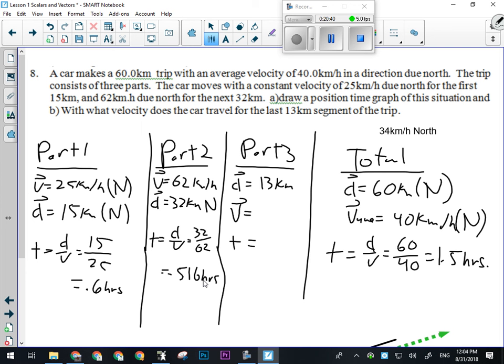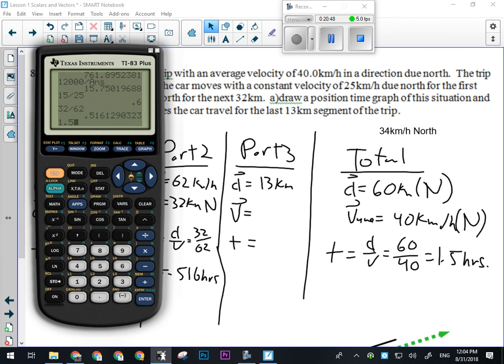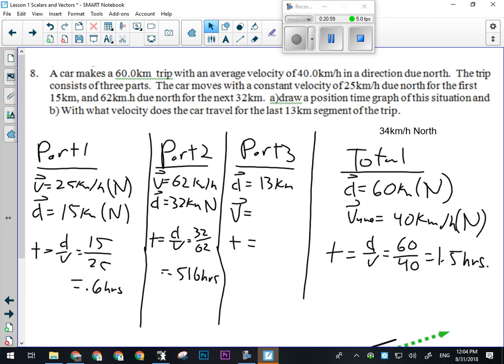I can figure out how long part three takes by adding these two and subtracting them from 1.5 hours. So I'll have 1.5 minus 0.516 minus 0.6. Okay, so the last part takes 0.384 hours. Now that I know the time, I can find V by going V equals D over T for the last part. So that'll be 13 over 0.384, and that should give me 34 kilometers per hour north. Okay, so it's convoluted, but you can get there.